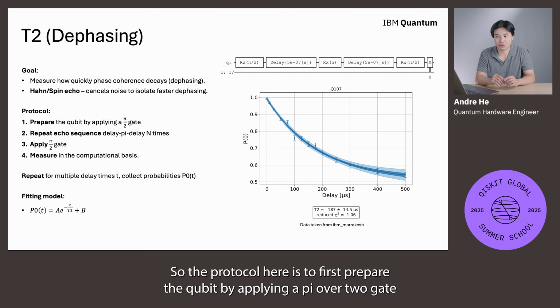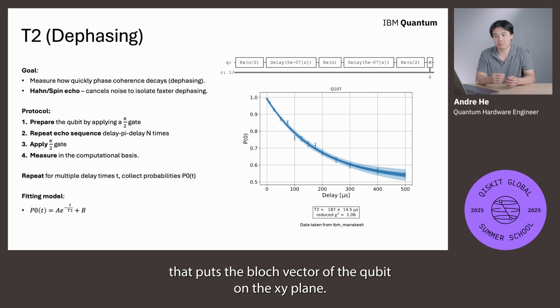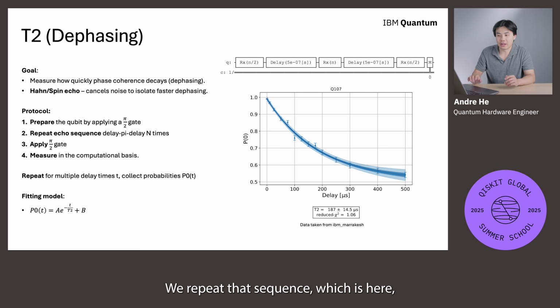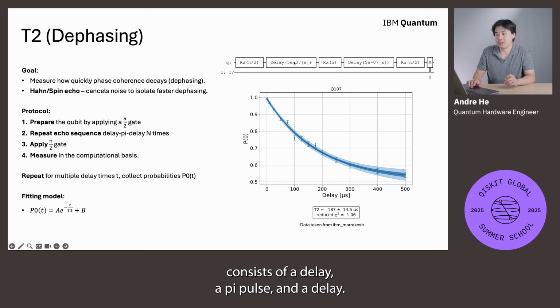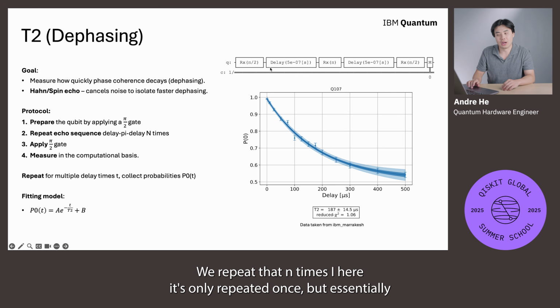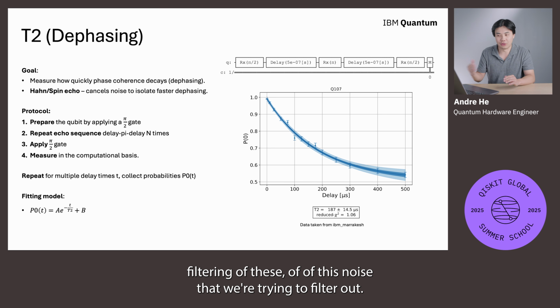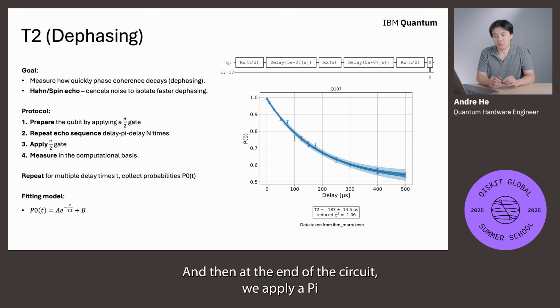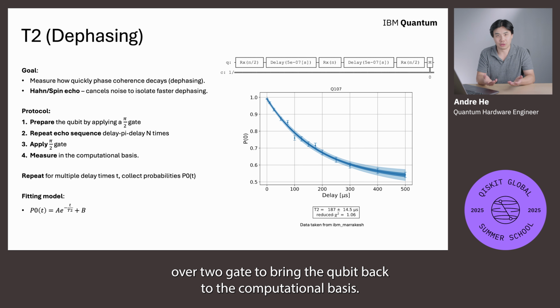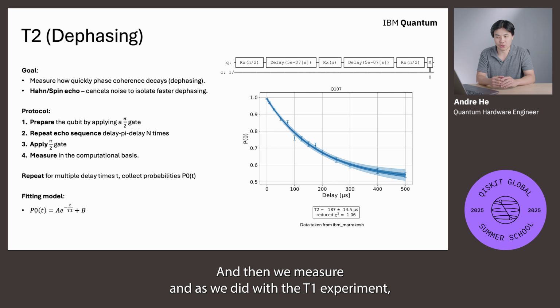So the protocol here is to first prepare the qubit by applying a pi over 2 gate that puts the Bloch vector of the qubit on the xy plane. We repeat the echo sequence, which is here. It consists of a delay, a pi pulse, and a delay. We repeat that n times. Now here it's only repeated once, but essentially if one repeats this echo sequence more times, one can get better filtering of this noise that we're trying to filter out. Then at the end of the circuit, we apply a pi over 2 gate to bring the qubit back to the computational basis, and then we measure.